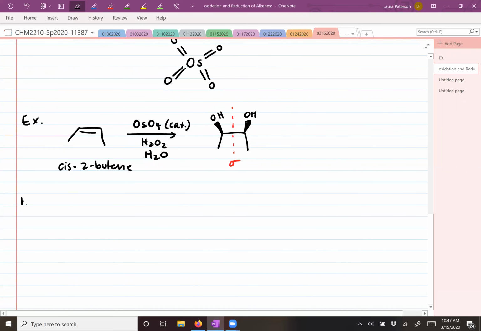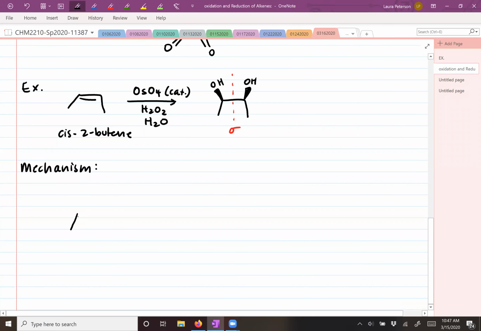Let's talk about the mechanism using this reaction as our example. Let's put in our alkene and then draw our osmium reagent. I think I need to give myself a little bit more room here, so let me drag this down.